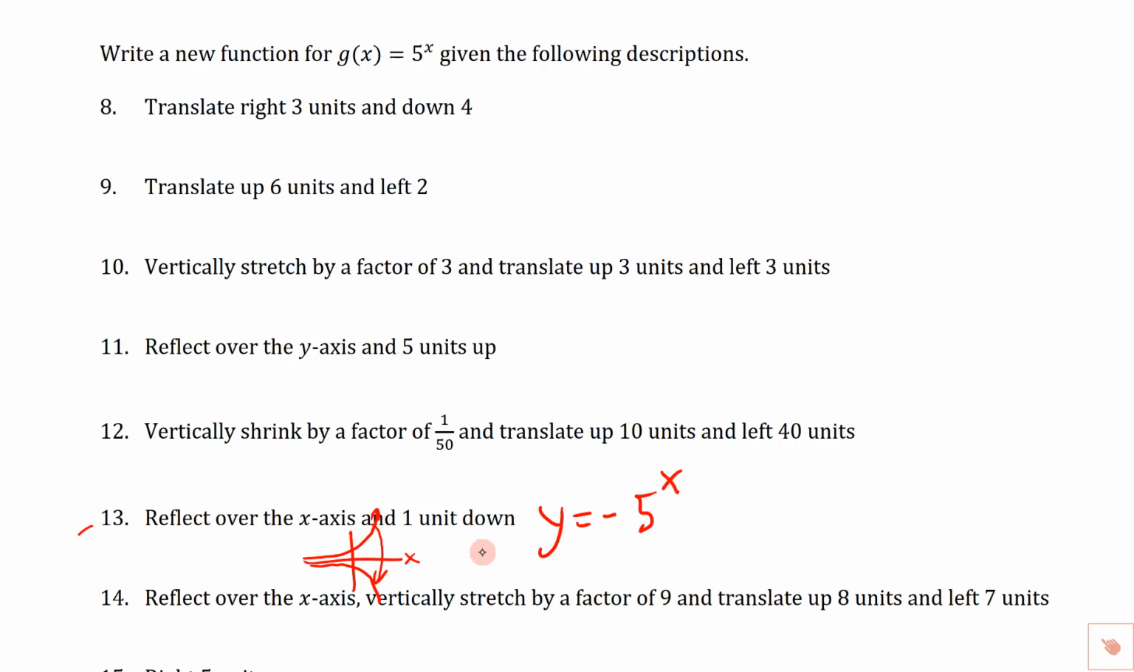And then vertical shifts are really easy. If we just want to move this down 1 unit, literally all we have to do is just write minus 1. And that's it. That's all we have to do on that one.